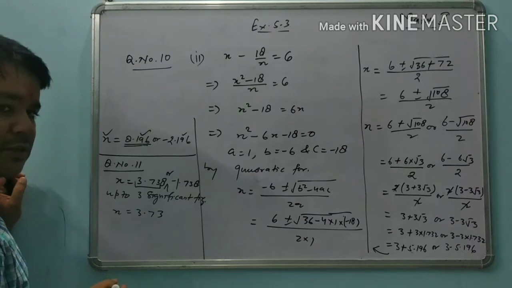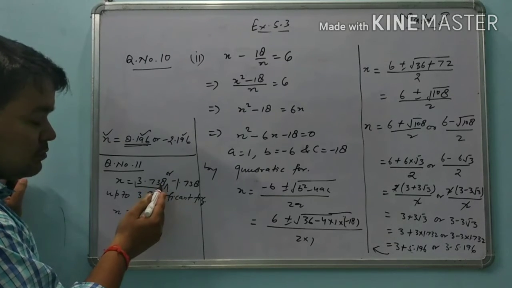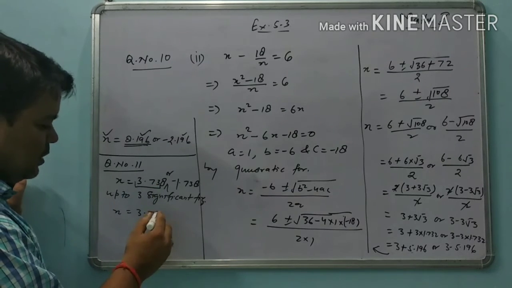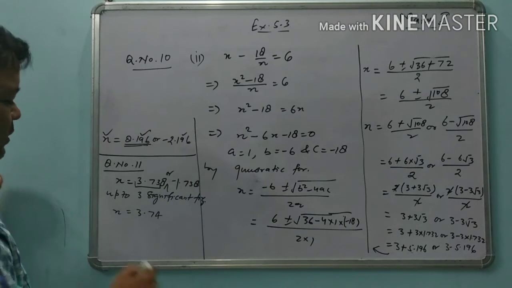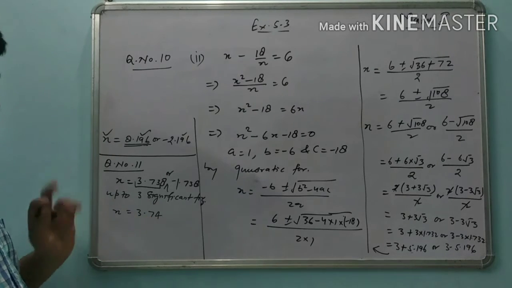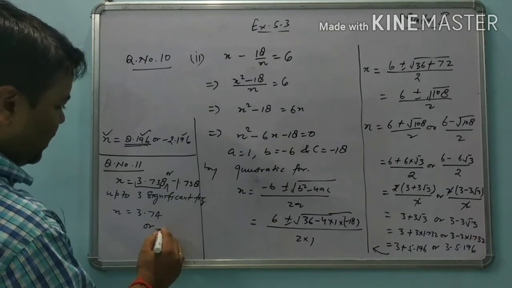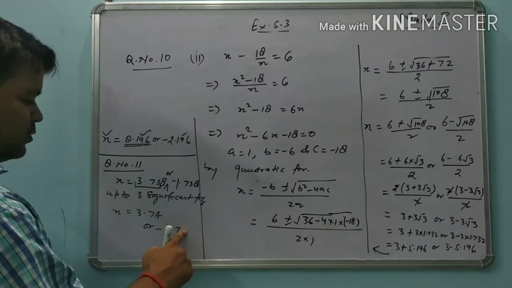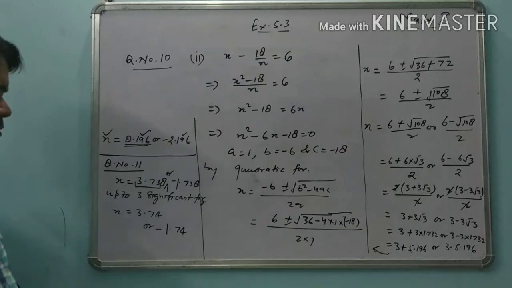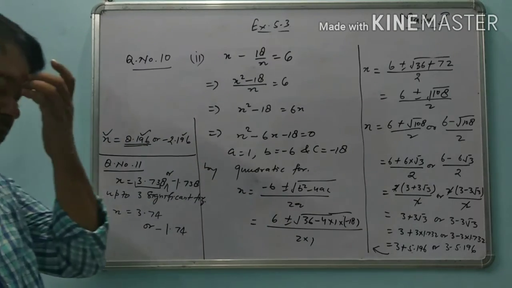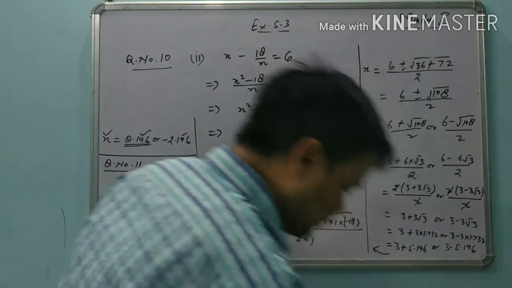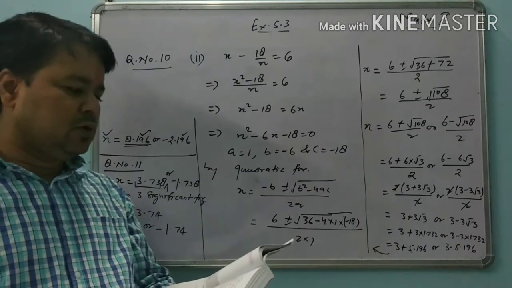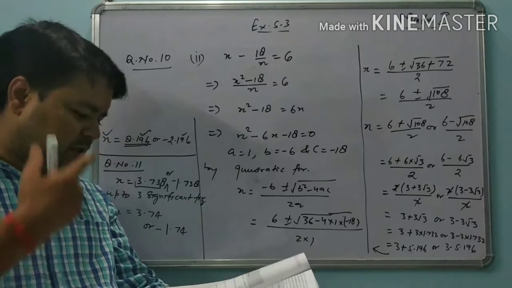3.73. But here what is the next digit? That is 8. Therefore, here 3 will be increased by 1 and it will be 3.74. Now three significant figures, 1, 2, 3, for minus 1.738 is 1.73, but again here 8, then it will be increased by 1, 1.74. In this way, this is the total about exercise 5.3.